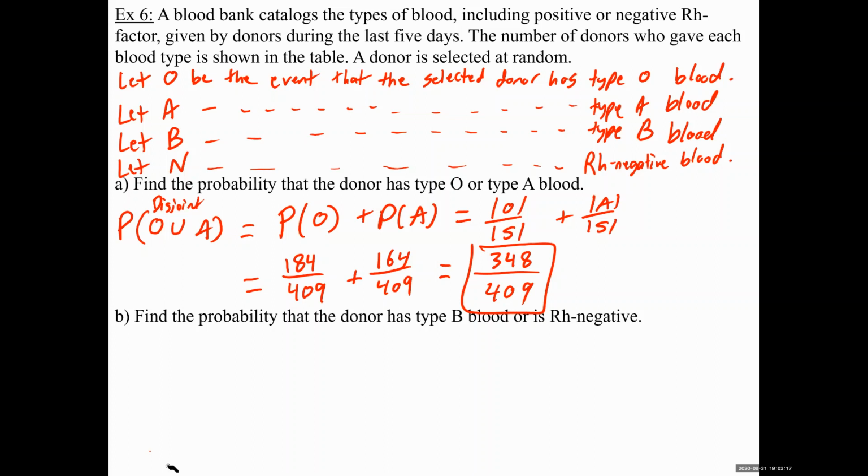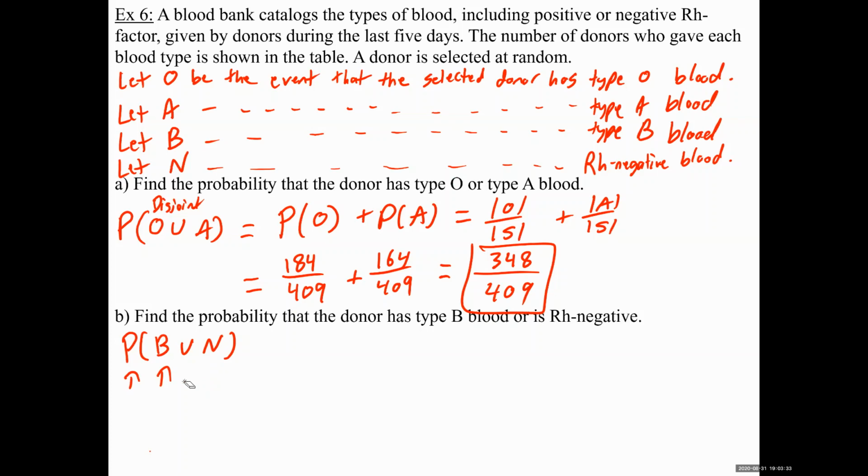Probability of B union N. Find the probability, so that's type B blood, or that's RH negative, that's that one. So that's the notation. Okay.